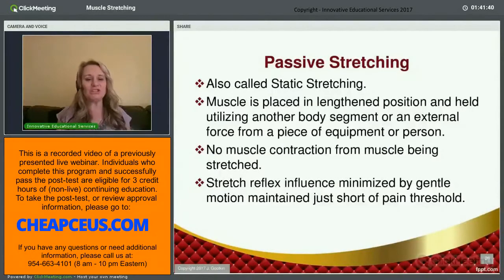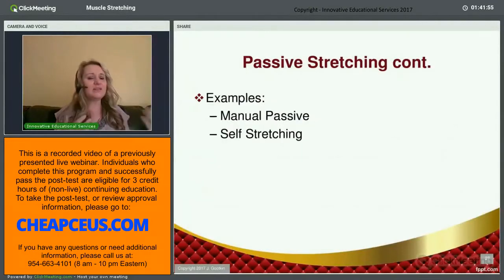There's no muscle contraction that is occurring. It tends to be a very gentle type of stretch, meaning we move into it slowly. And we know now we're going to bring the patient to that end range of being just short of their pain threshold. And clinically, we're going to document this as our manual passive stretch, our self-stretching for the patients.